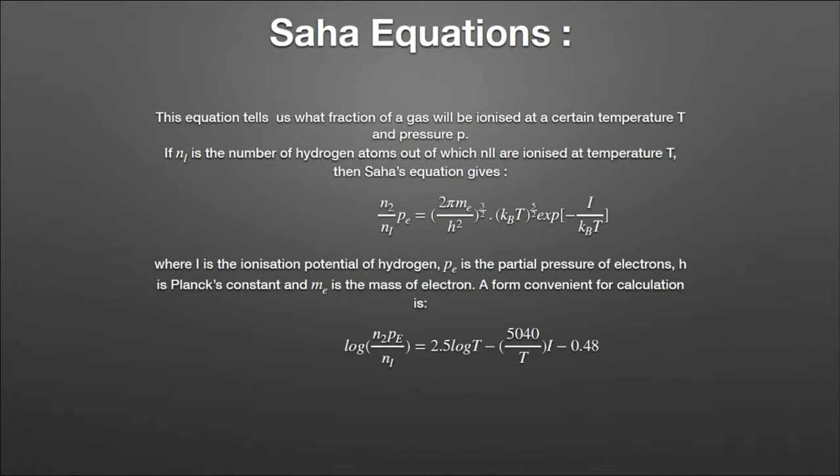We assume that N1 is the number of hydrogen atoms out of which N2 are ionized at temperature T. Then we get this Saha equation, where I is the ionization potential of hydrogen, P is the partial pressure of the electrons, h is Planck's constant, and m is the mass of the electron. A convenient form of this equation is: log of N2 Pe divided by N1 is equal to 2.5 log of temperature minus 5040 by T times I minus 0.48.